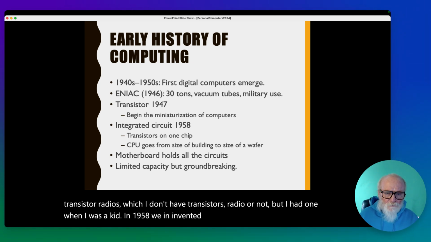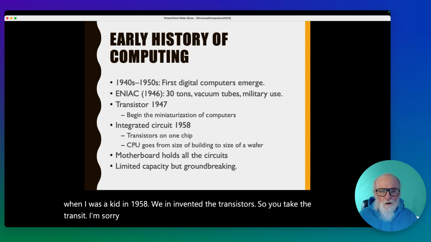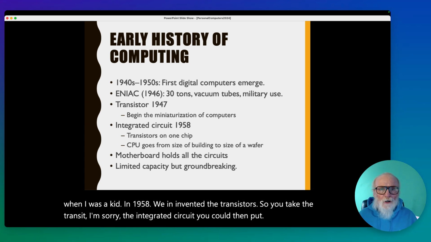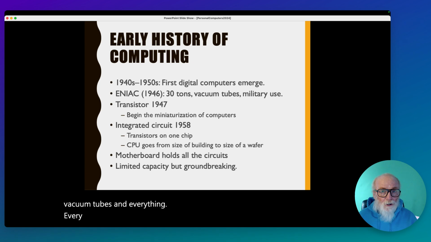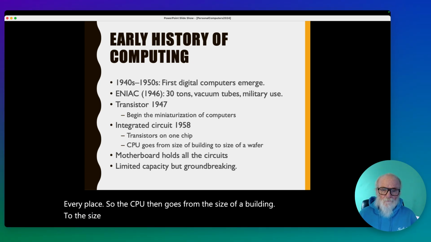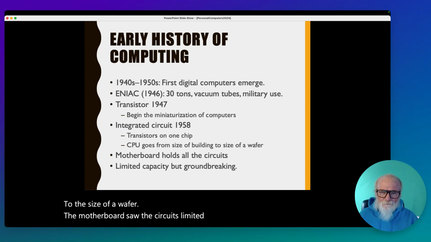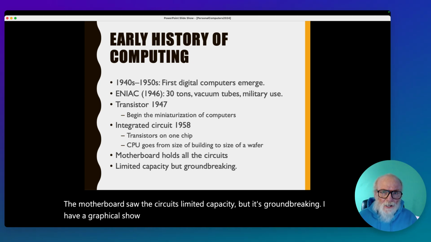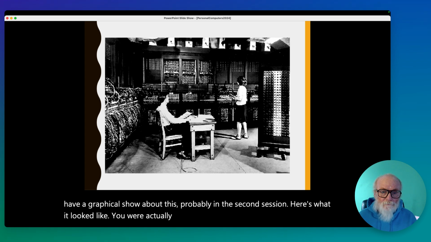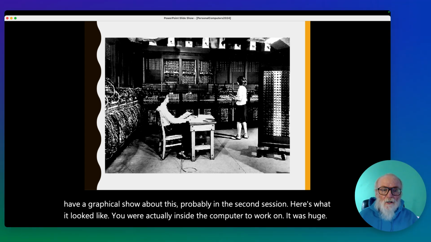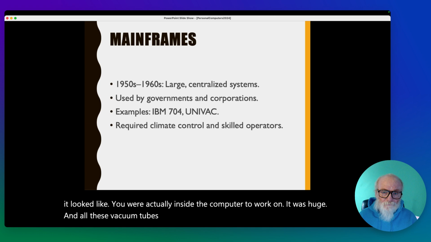In 1958, we invented the integrated circuit. You could then put all your transistors on a single chip, and you didn't have to have all these vacuum tubes and everything every place. So the CPU goes from the size of a building to the size of a wafer. The motherboards hold the circuits, limited capacity, but it's groundbreaking. I have a graphic I'll show you about this probably in the second session. Here's what it looked like. You were actually inside the computer to work on it. It was huge, with all these vacuum tubes and wires, et cetera.